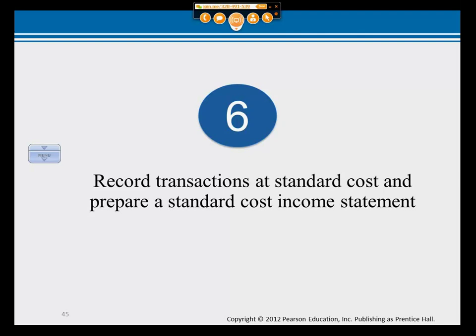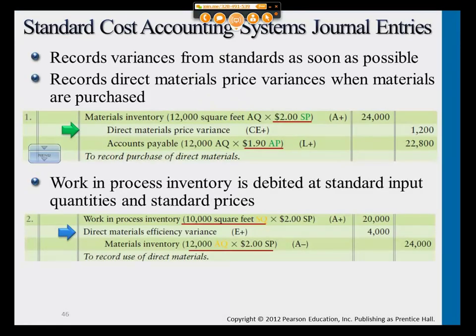So number 6 is we're learning to record transactions. Good job yesterday. You had some of it yesterday, which I hoped you would understand how to put together, and many of you did. So let's learn how to record transactions at standard cost and prepare a standard cost income statement. For all of you who are interested, if we need to know how to journalize anything or how to record transactions, we will. Here's the whole learning objective on it, right? Okay, so let's look.